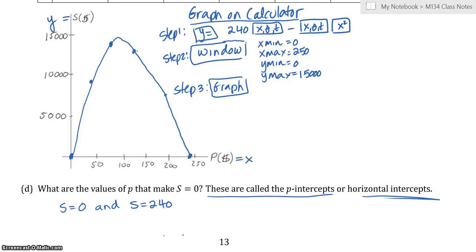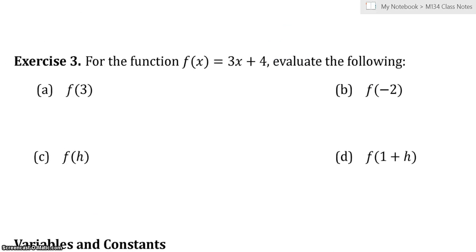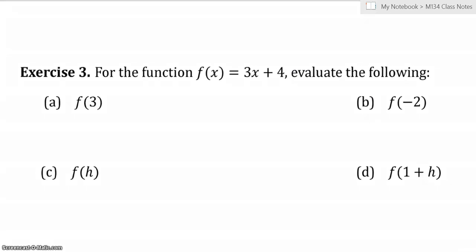So now let's go ahead and turn the page and start on page 14 and do the exercise there. Exercise 3 has a new question. There's a new function, and they want you to evaluate the following. So go ahead, pause this, see if you understand what f of 3, f of negative 2, f of h, and f of 1 plus h means when f of x is equal to 3x plus 4. When you're ready, come back.